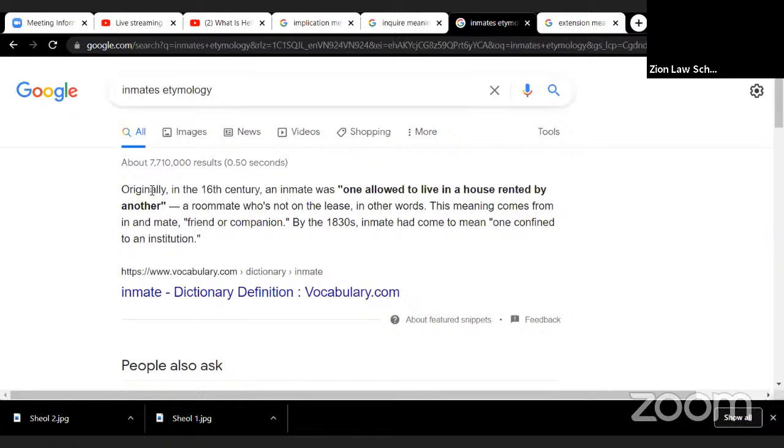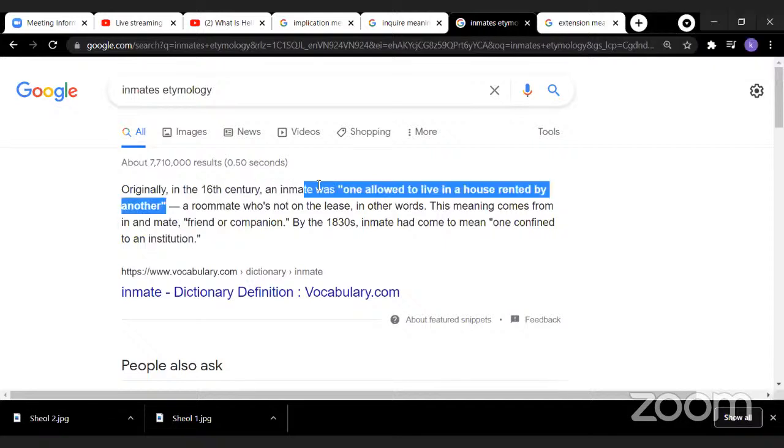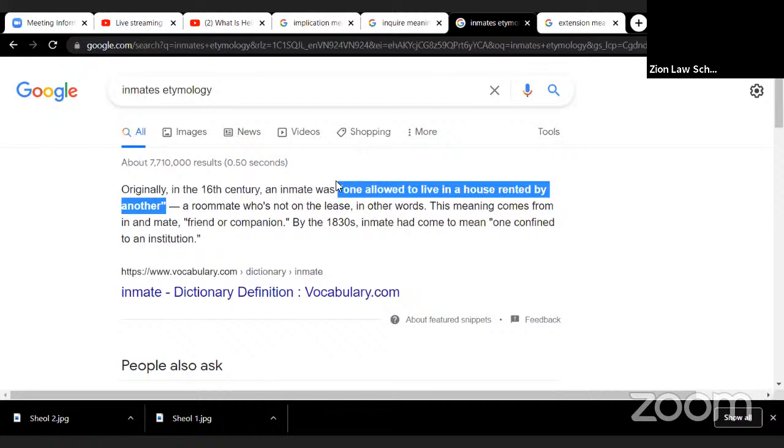Let's see, the etymology of inmate. Originally in the 16th century, an inmate was one allowed to live in a house rented by another. Ain't that nothing? Think about this in terms of your mortgage, and contrast this with when you have your own, or allodial, right? So we have our own land. It's ours. But when you rent from someone, you're an inmate. I've never made this connection before. If you have a mortgage, or if you're renting a house, you are an inmate.